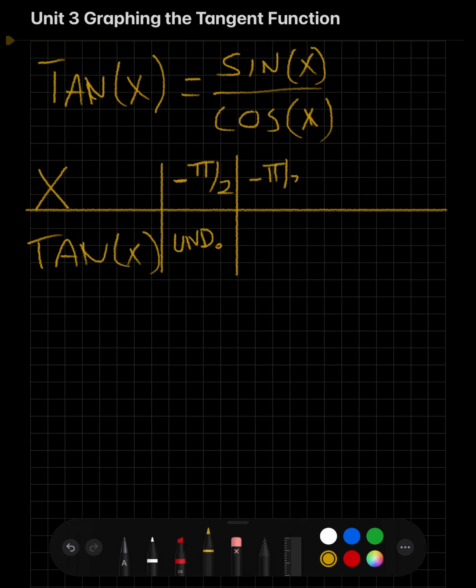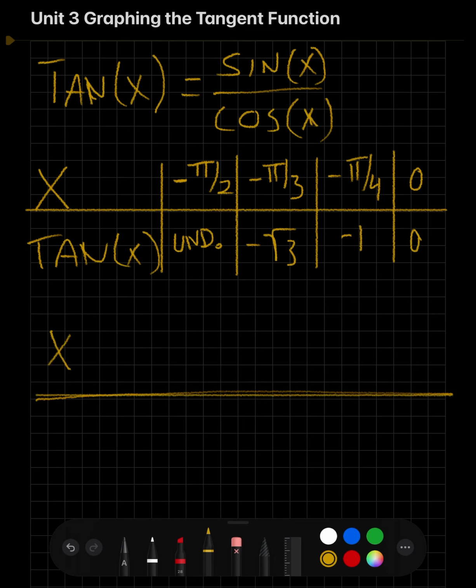And if I put in negative pi over 3 and do some simplifying, I get negative square root 3. And if I plug in negative pi over 4 and do some simplifying, I'll get negative 1. And if I plug in 0 and do some simplifying, I will get 0. Let's go ahead and do a couple positive values. So x and tangent of x.